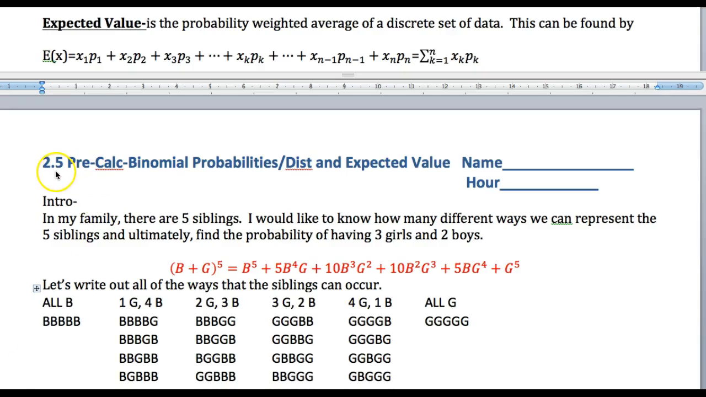We're continuing on in Unit 2.5, Pre-Calc Binomial Probability Distributions, now expected values. Expected value doesn't have to be with regards to a binomial distribution, but a lot of times it can be, at least for what we're doing. But expected value comes up quite a bit, especially if you're betting money and you want to see what your expected value is every time you bet. Well, we'll show you how that works.